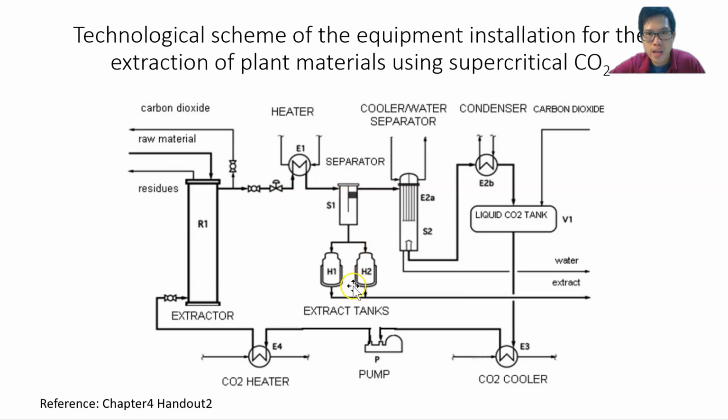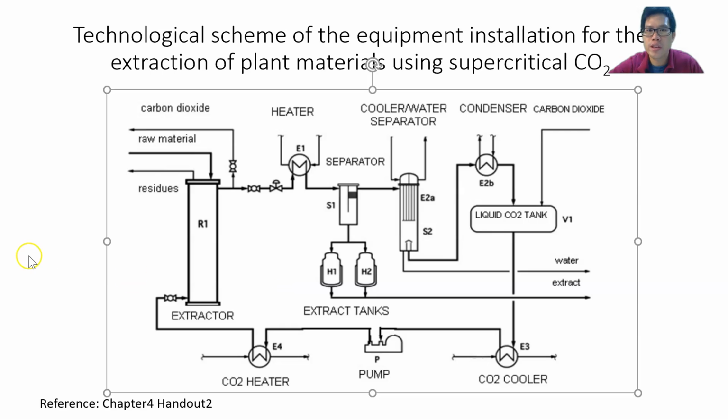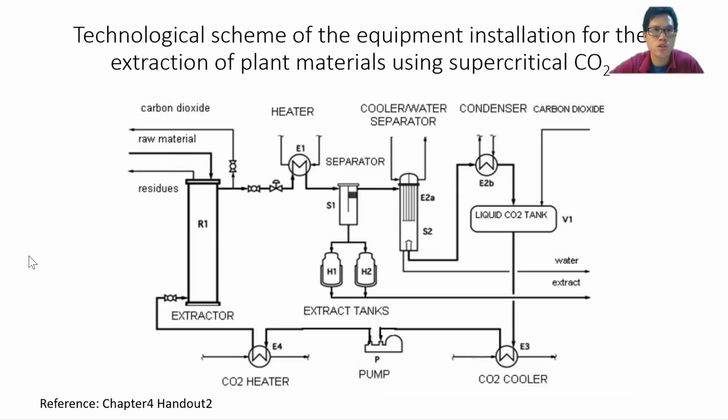Of course, it can be redone again and again. You can see from here, it can go back into the extractor, and your raw material can be extracted again and again. Once it's concentrated enough, you can also produce what we call oleoresin. Oleoresin is a concentrated flavor extract.